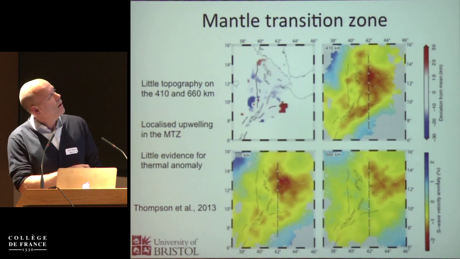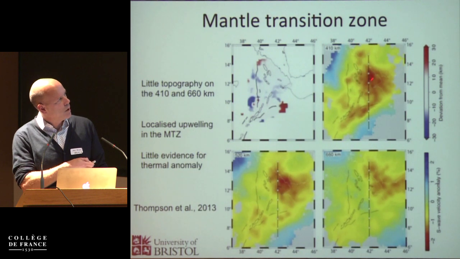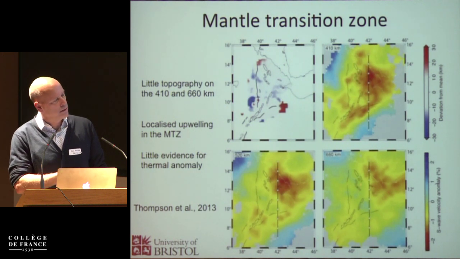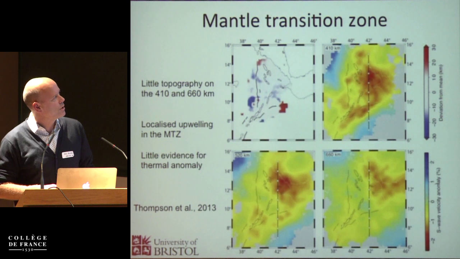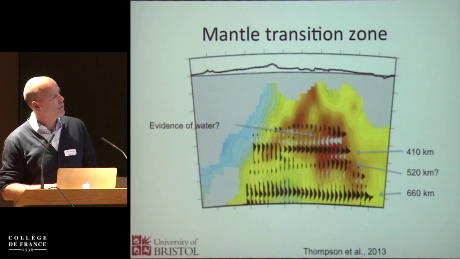Okay, good. And then this is the tomography at a depth of 410, 520, and 660. So we see a broad, diffuse, low-velocity anomaly that's sort of poking through the transition zone in this area. But as I said, no really anomalous mantle transition zone thickness.